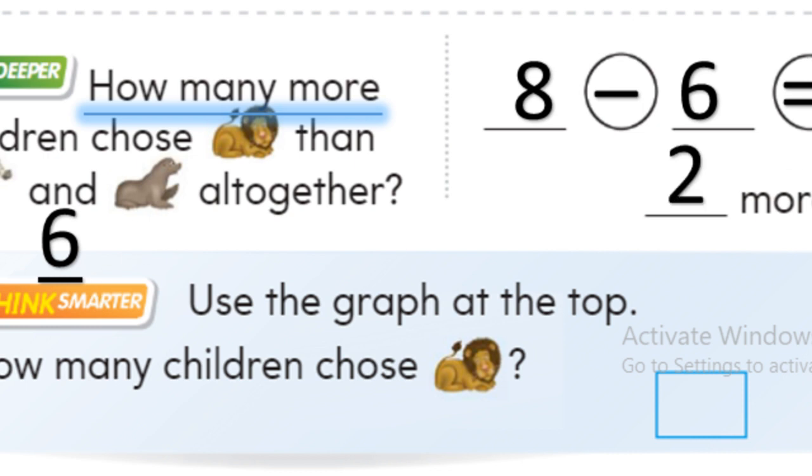So 2 more children. The last one is for you to do, and I know you can do it by yourselves. Use the graph at the top. How many children chose the lions only? So yes, from here also it's 8. Write 8, and that's it.